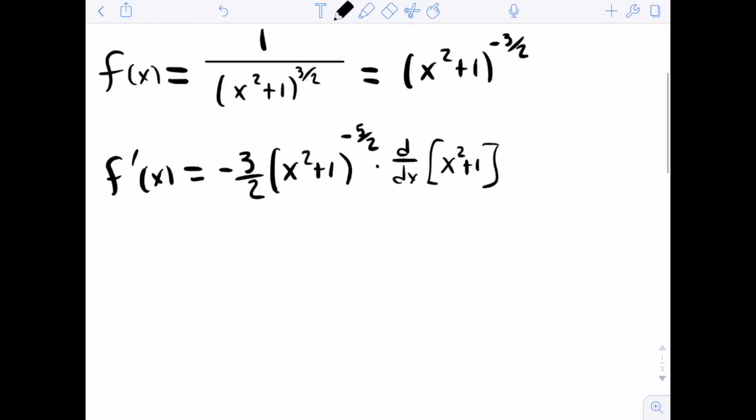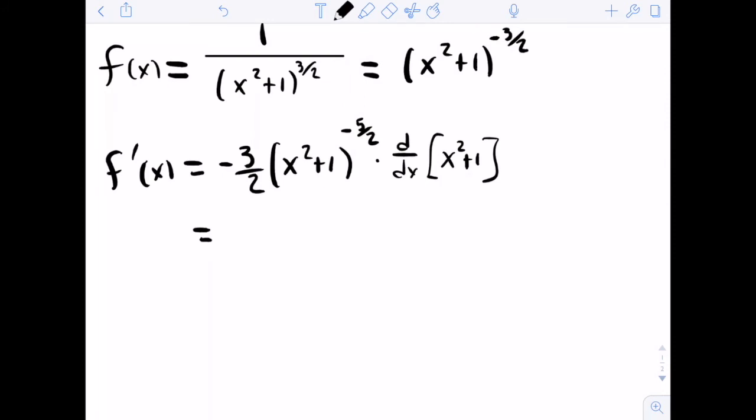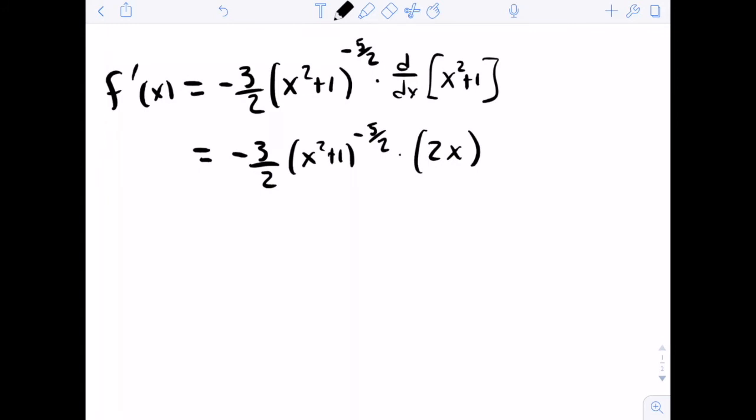Okay, so if we do that, we get negative 3 over 2, x squared plus 1 to the negative 5 over 2, times the derivative 2x. Okay, now same thing as before. There's a 2 floating around here and a 1/2 floating around. So just so we can see what's happening, I'm going to bring the 2x over.